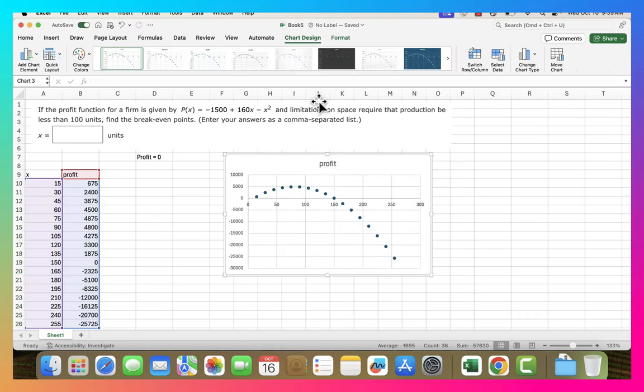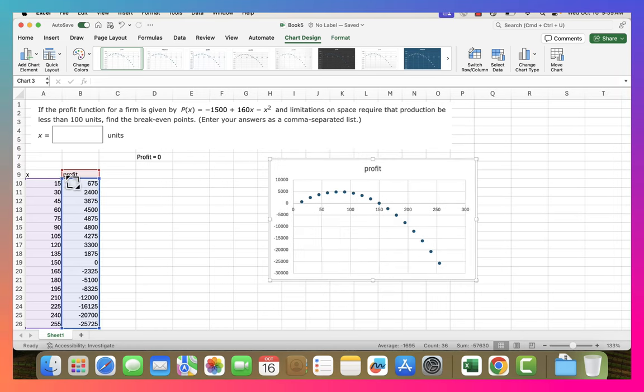Insert scatter plot. Okay, I was expecting to see a parabola that opens down because it's a negative x squared equation. And I can see that 150 is one of the break-even points, but I don't have data over here for where the other value is where the profit equals zero. So I'm going to open up GoalSeek to find it.